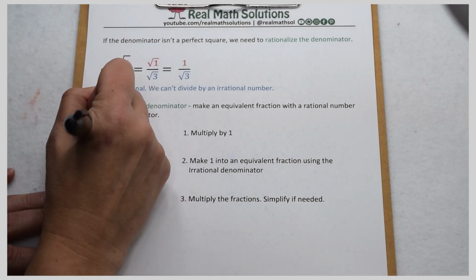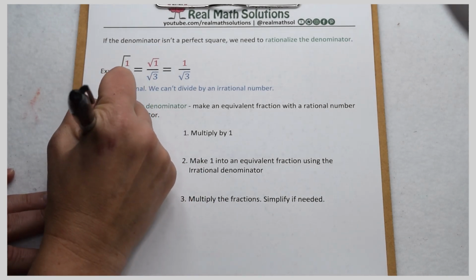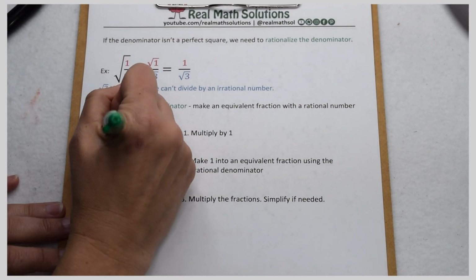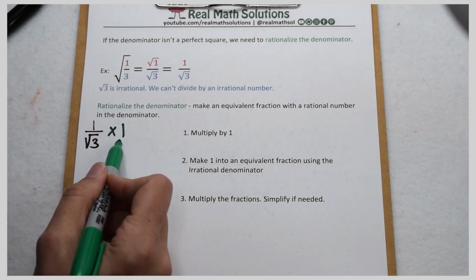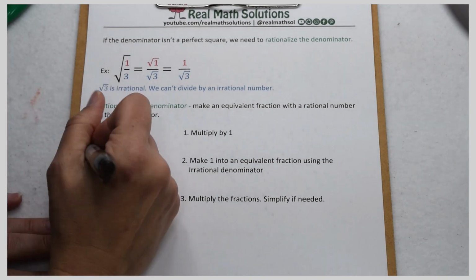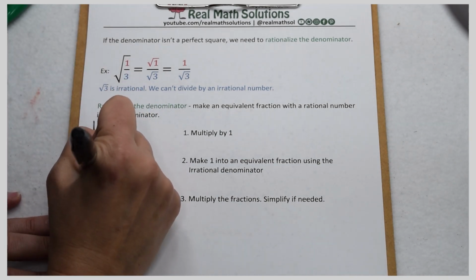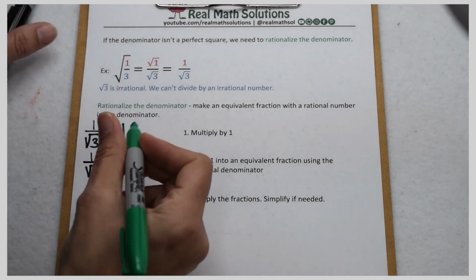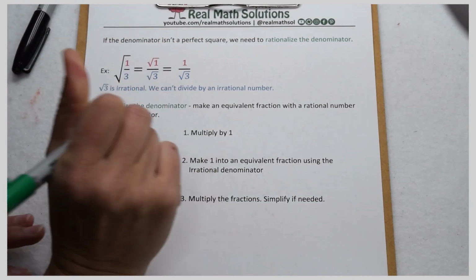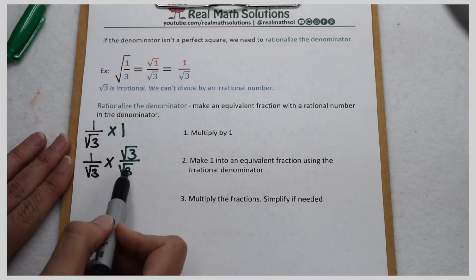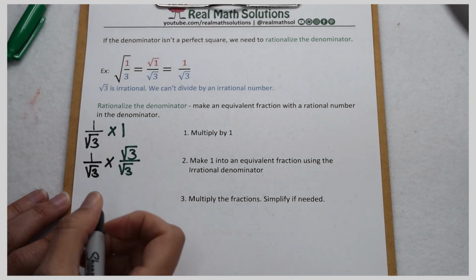To do this, we're going to start by multiplying by 1. So we're going to take our 1 over the square root of 3 and multiply that by 1. 1 is our multiplicative identity, so anything multiplied by 1 is itself. To multiply it by a fraction, though, we need to change our 1 into a fraction itself. In this case, we're going to change it into a very specific fraction by using our irrational number as both the numerator and the denominator. So now we can go ahead and multiply.